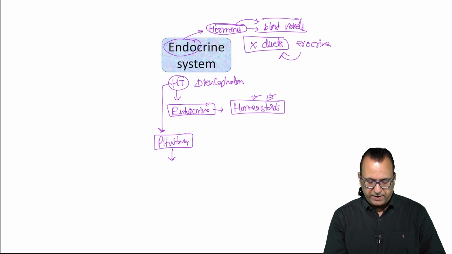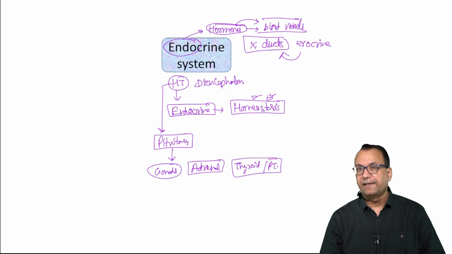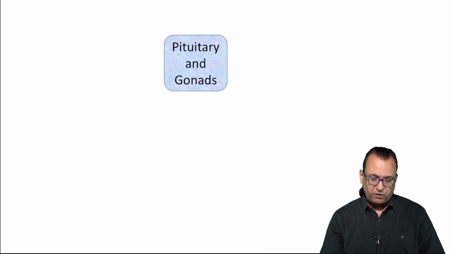further glands in the body. We will be talking about the gonads. We also have to look upon the adrenal, and we are also going to talk about the thyroid and parathyroid glands, as per the type of questions we are getting. Let us first focus upon the pituitary gland and its effect on the gonads.